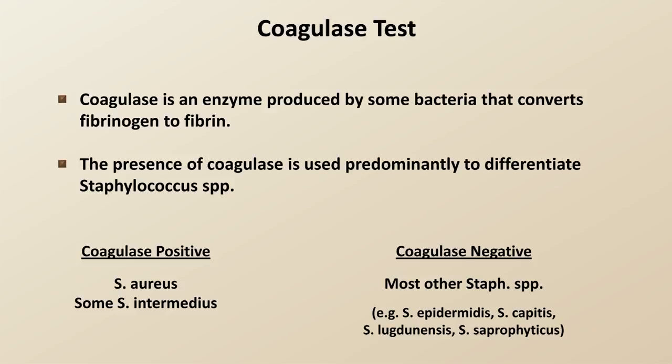This is a particularly helpful distinction since Staph species that are coagulase negative are generally not pathologic and are frequently contaminants when grown in culture. This issue will be discussed a little more in the next lecture.